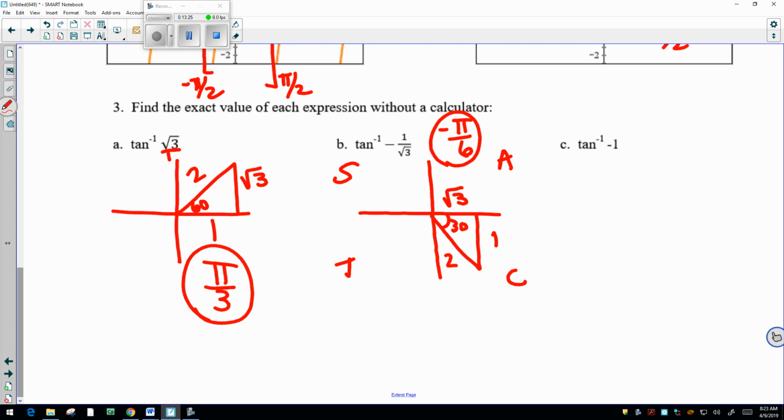And lastly, when we're doing this one, the angle whose tangent ratio is negative 1. Okay, so again, it's negative. Again, it has to be in that fourth quadrant. Tangent being opposite over adjacent, meaning I have opposite and adjacent both being 1 to get that negative 1 value, which leaves my hypotenuse being square root of 2. So that gives me an angle of 45, but again, I'm going negative. I'm in that fourth quadrant, so I have to go backwards. So that would give me a negative pi over 4.